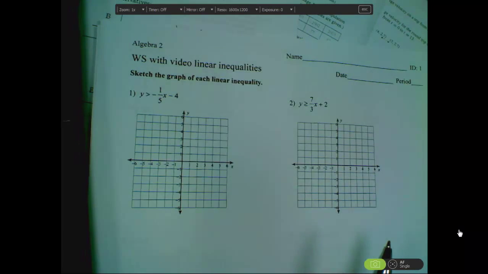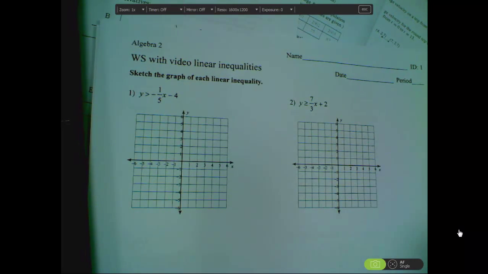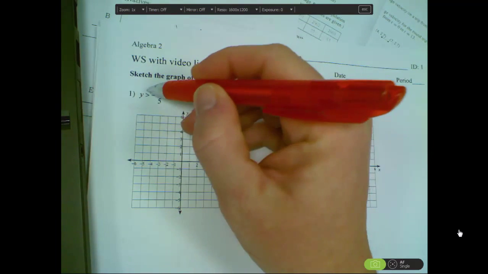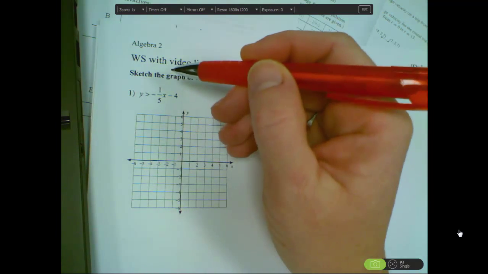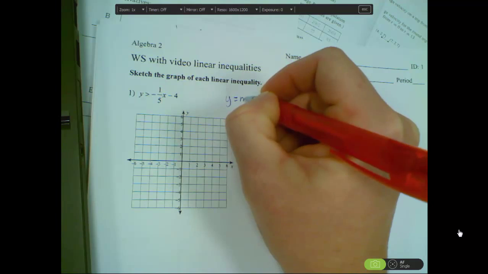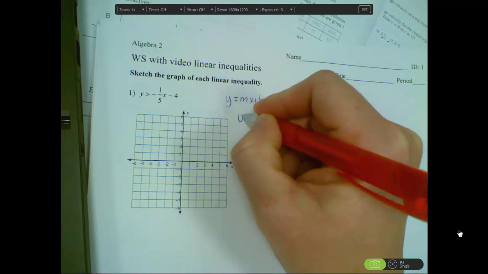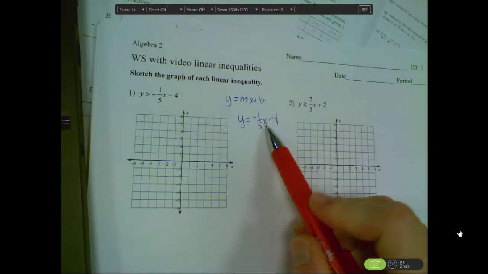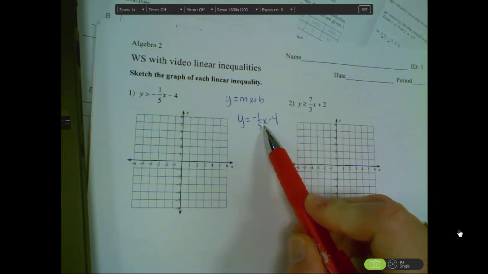This video is on solving linear inequalities. So basically, you'll notice that this looks just like y equals mx plus b, except instead of an equal sign, we have a greater than sign. If this were an equation, it would be y equals negative 1/5 x minus 4. There are infinitely many solutions that make this statement true.